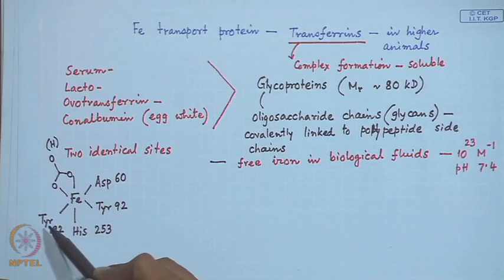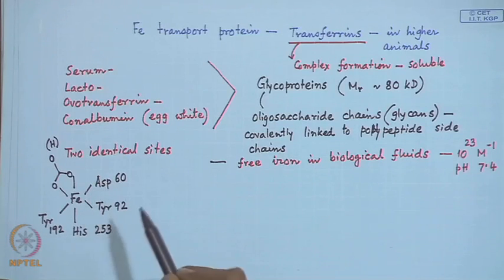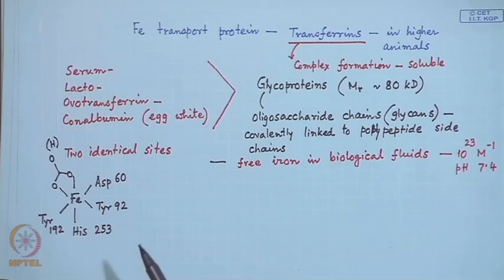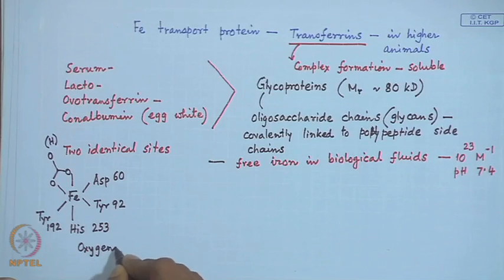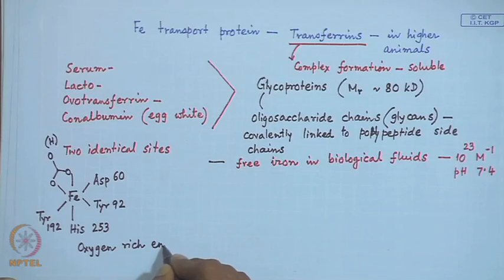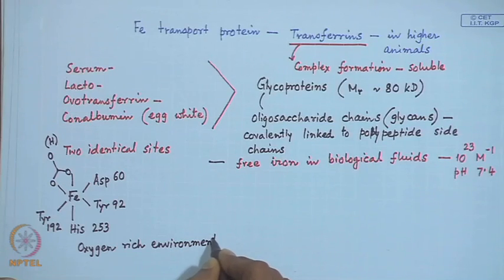So, most of these, tyrosine is phenol, aspartate is carboxy, and only one is nitrogen. So, again the iron center, and you can see that this particular thing is again in an oxygen rich environment. So, only one is nitrogen.